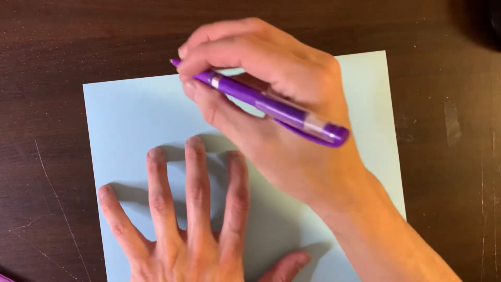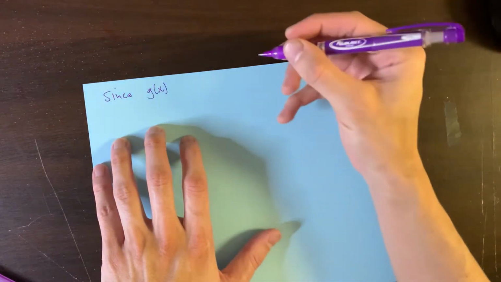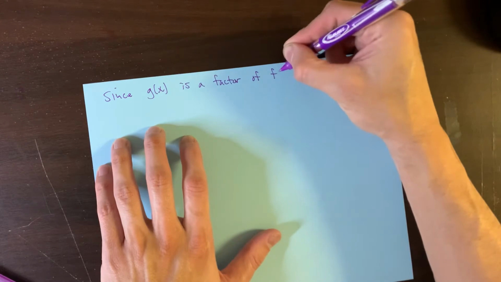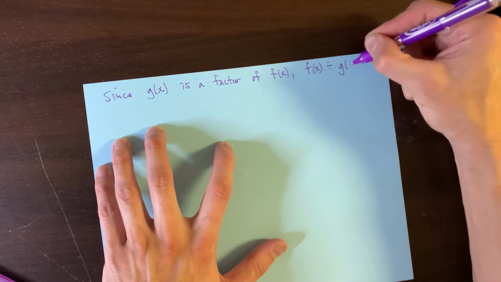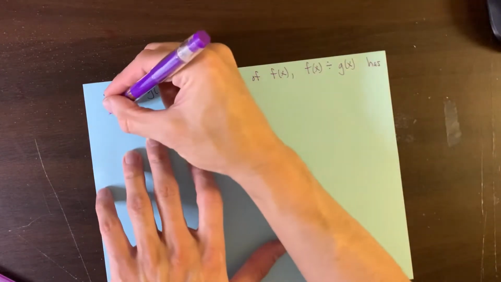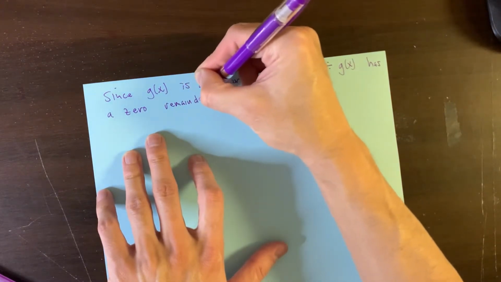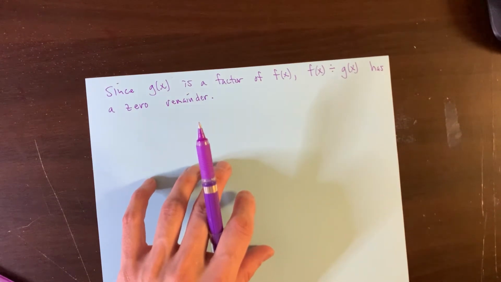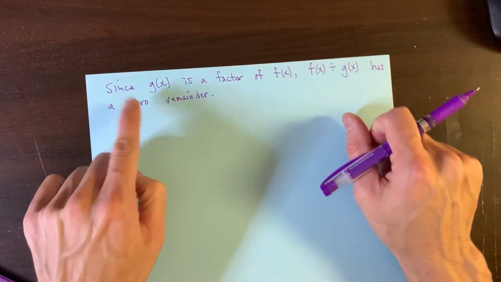So, pencils up, copy this down. I want to say that since g of x is a factor of f of x, f of x divided by g of x has a 0 remainder. Isn't that true? In the directions, it says that g is a factor of f. So that implies that if we go f divided by g, the remainder is 0. Keep that in mind.